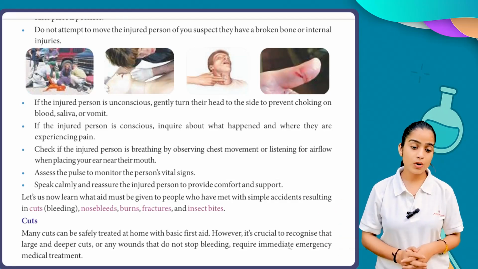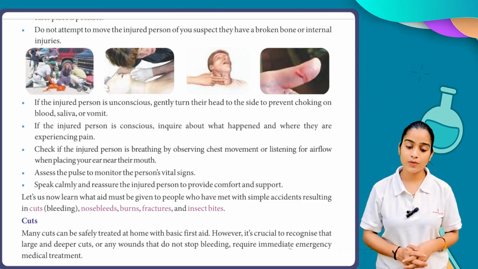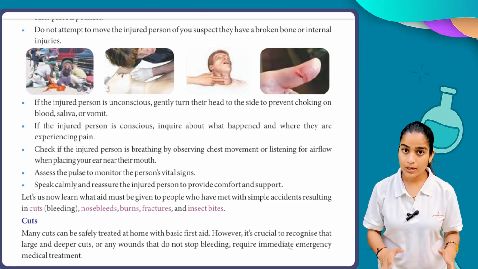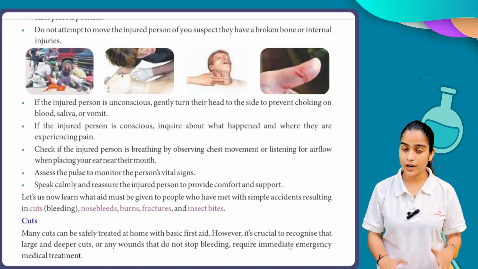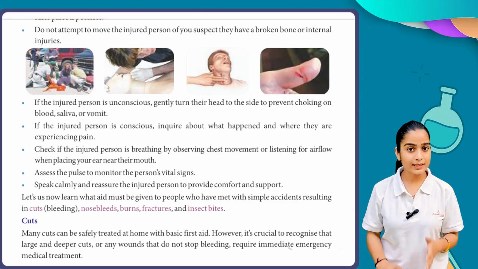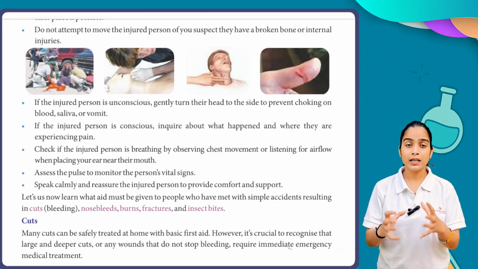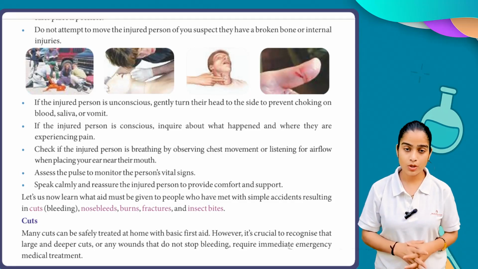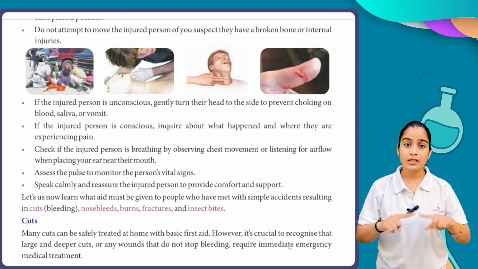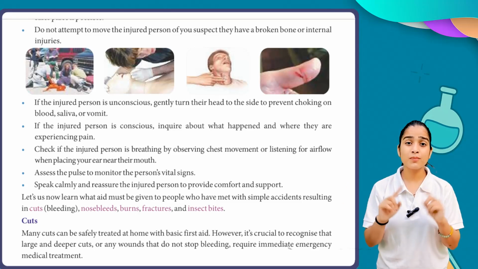Assess the pulse to monitor the person's vital signs. Speak calmly and reassure the injured person to provide comfort and support, and give them calmness, saying okay, fine, you will be fine, like this. Don't make it a dangerous or panicked situation. Okay, and always make sure that the injured person is kept away from the crowd.